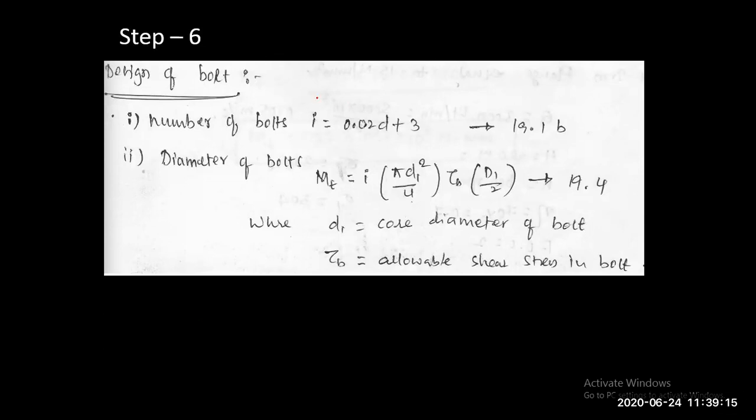Step 6, you decide the number of bolts. As I told you, the number of bolts is denoted by i, and it is also dependent on the diameter of the shaft, D. Once you find the number of bolts, you need to find the diameter of bolts. There is a small d1, which is the core diameter. What kind of bolt do you need to drill into it? Depending on the diameter, you check your bolts and nuts, and you choose accordingly. That's step 6.